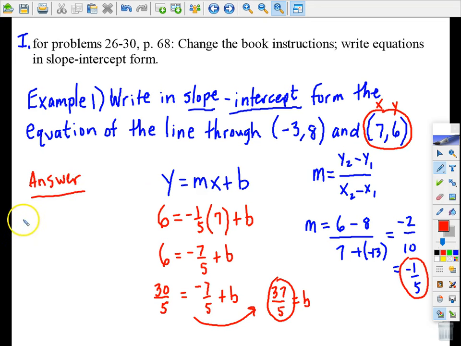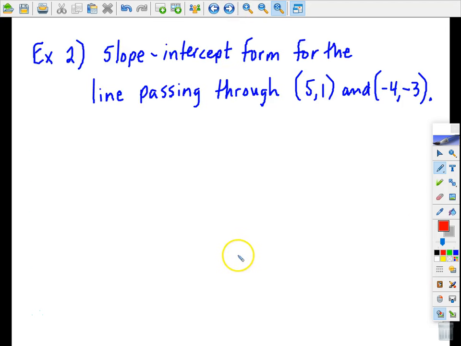Slope-intercept form will be y equals the slope, which is negative 1/5, times x, plus the y-intercept, which is 37/5. And that would be my answer then for this first example. So your answers for this whole assignment are going to look like this when you're finished, in slope-intercept form.